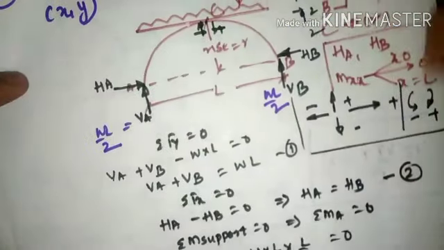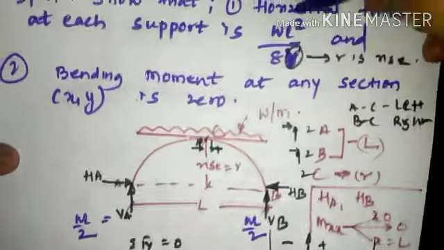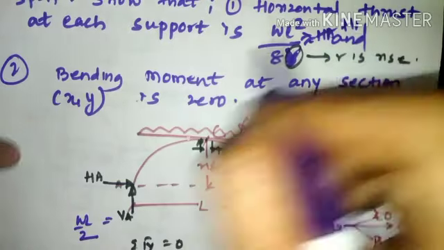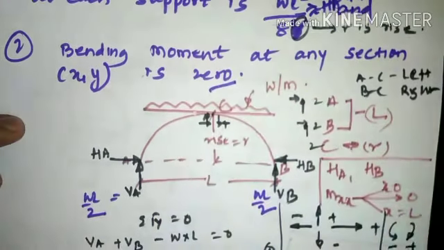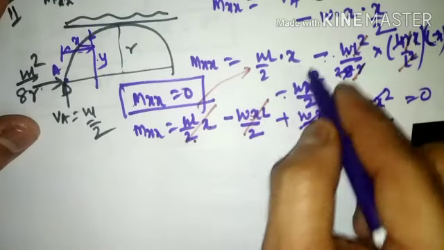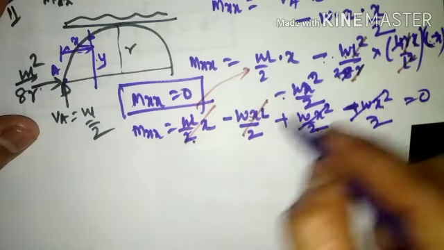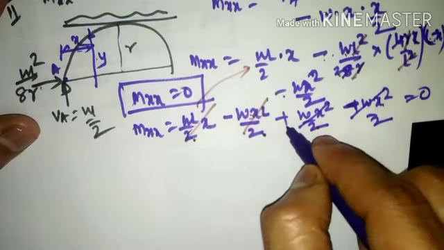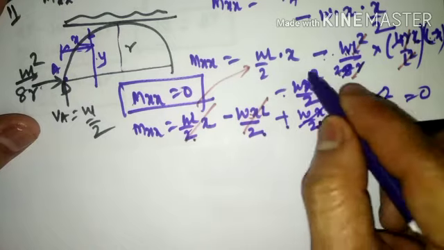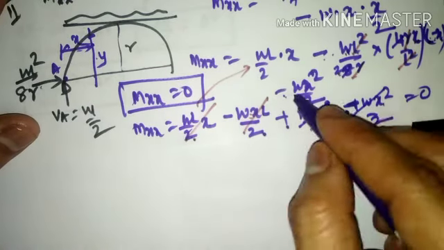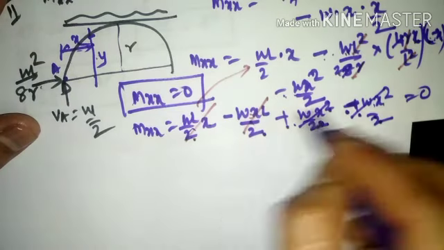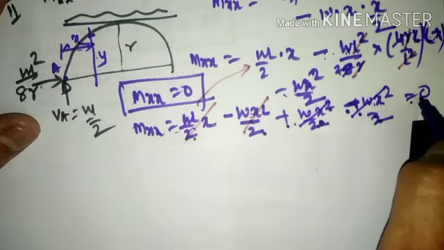What was told here is to find that the horizontal thrust is WL square by 8R, which is calculated as HA and HB, and moment at x has been calculated as 0. So moment at x is computed as 0: WLx by 2 as the first term, then Wx into L divided by 2 as the second term, minus into minus will become plus, Wx into x will become x square with denominator 2 kept as it is, then the last term minus Wx square by 2. So positive and negative get cancelled. So net moment at any distance x shall be 0.